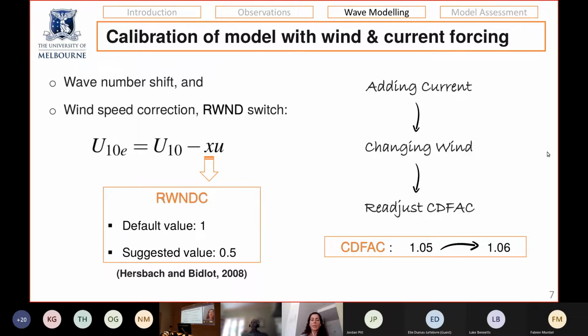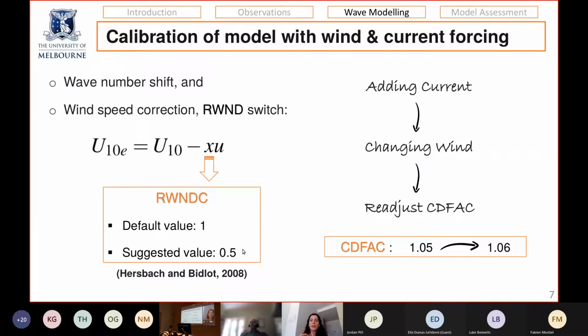Being puzzled by this result, we tried to look at the model to see what basically happens when we include current in our model. The WaveWatch 3 wave model basically accounts for the effects of current on wave number shift. Also, it corrects the wind speed for the current speed. In this equation here, the effective wind speed on the left is the wind speed minus a proportion of the current speed. This proportion is set to 1, basically 100% of the current speed, as default. However, it is suggested to be put as 0.5, half of it.